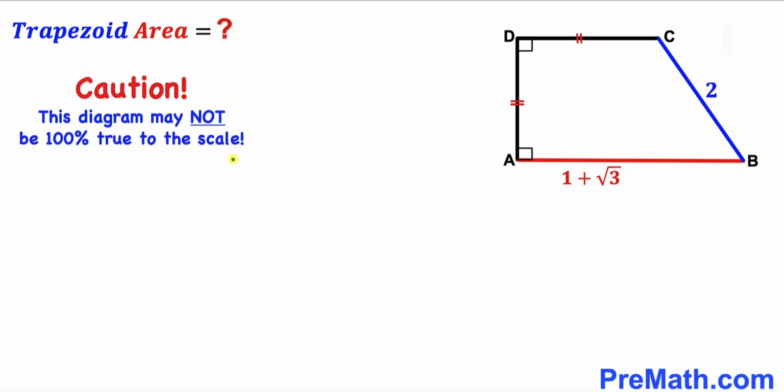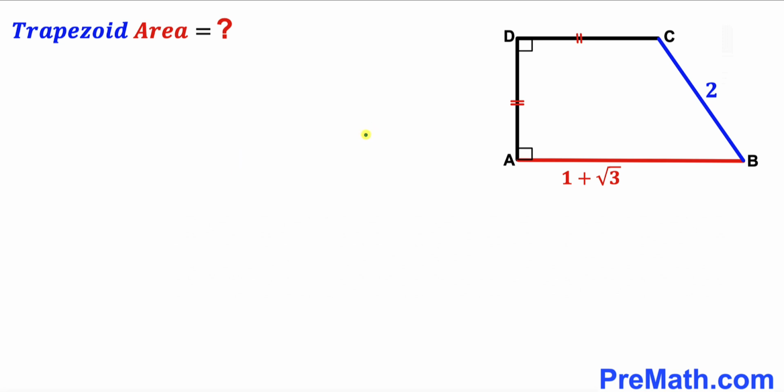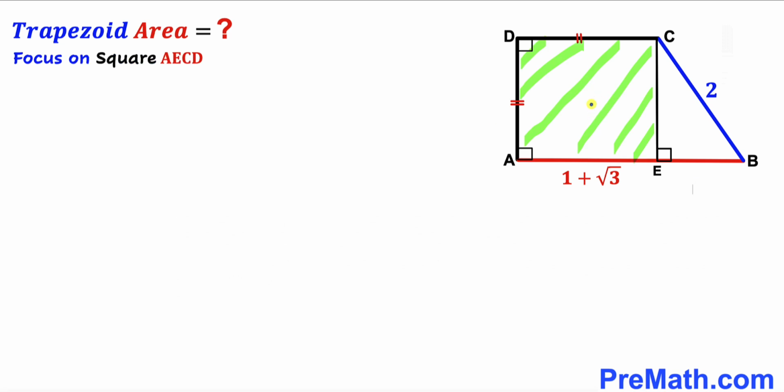Please keep in mind that this figure may not be 100% true to scale. Let's go ahead and get started. Here's our next step. We have dropped this perpendicular CE on this side AB, as you can see. Now let's focus on this square AECD. Let's assume that this side length of the square is x, then all these side lengths are going to be x across the board. Now our task is to solve for this x value.